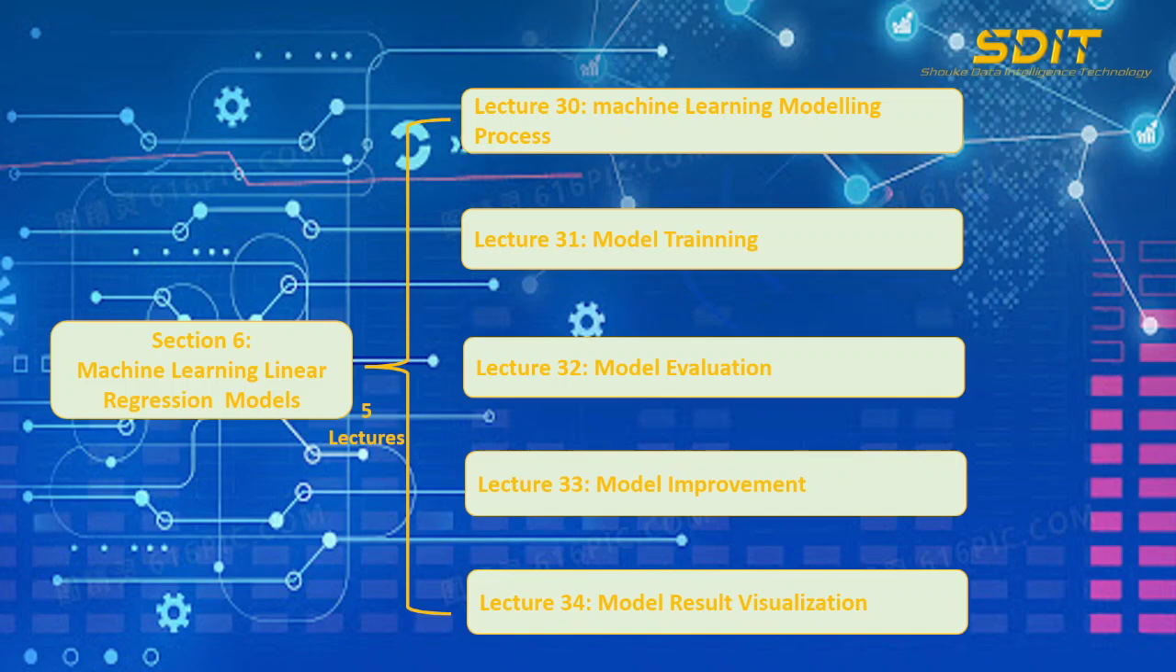In section 6, we will learn machine learning linear regression models. This section contains 5 lectures. We will learn the machine learning modeling process in lecture 30. In lecture 31, we will learn how to define and train the machine learning model.